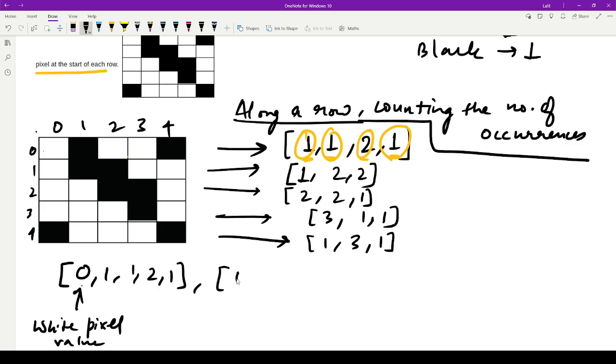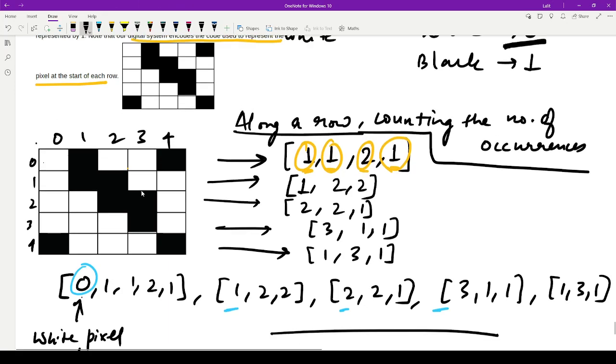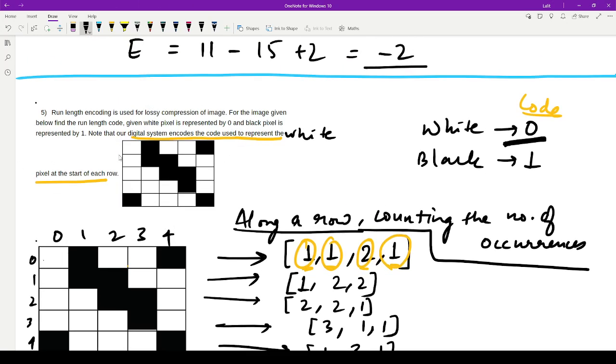For the second row, we are not going to repeat the same thing because the same thing would be repeated again and again. In the options as well, it's not given there. So this is your final representation for run length coding.